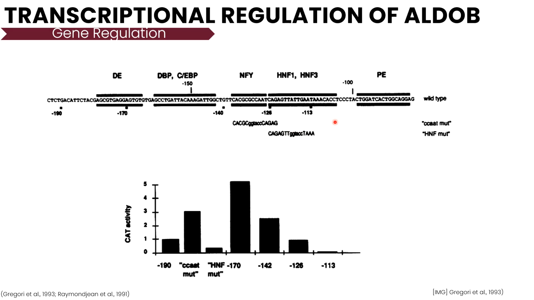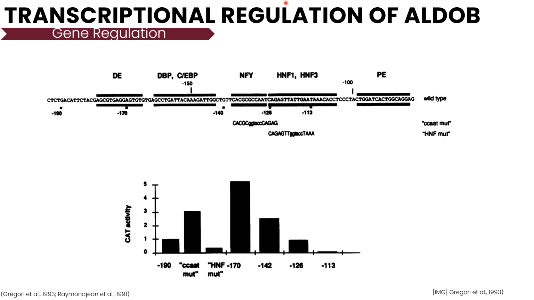Now look at this region here. We have HNF1 and HNF3, which bind to overlapping sites within the promoter. That is important because sharing an overlapping binding region creates the potential for these transcription factors to influence one another's ability to regulate that transcription.